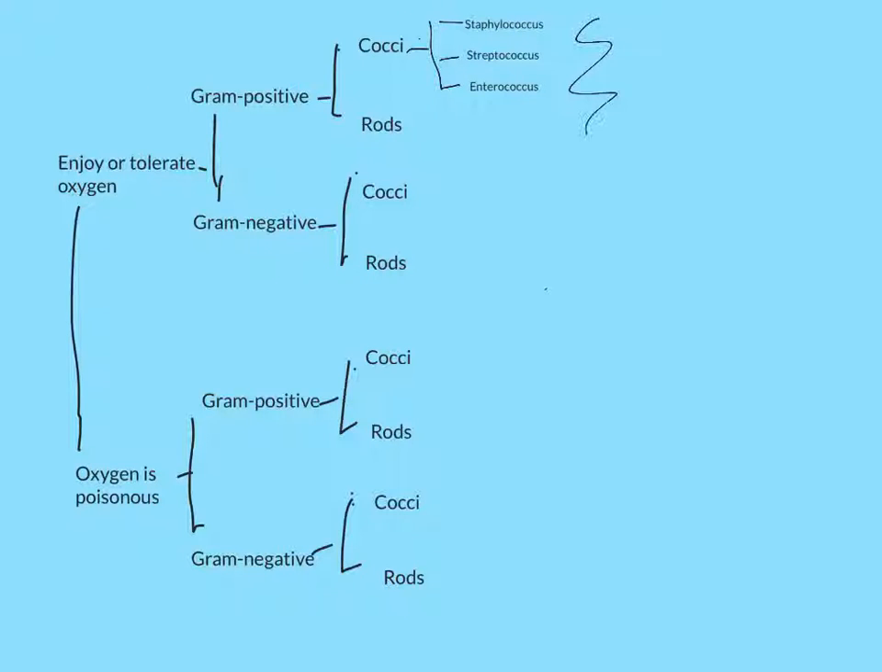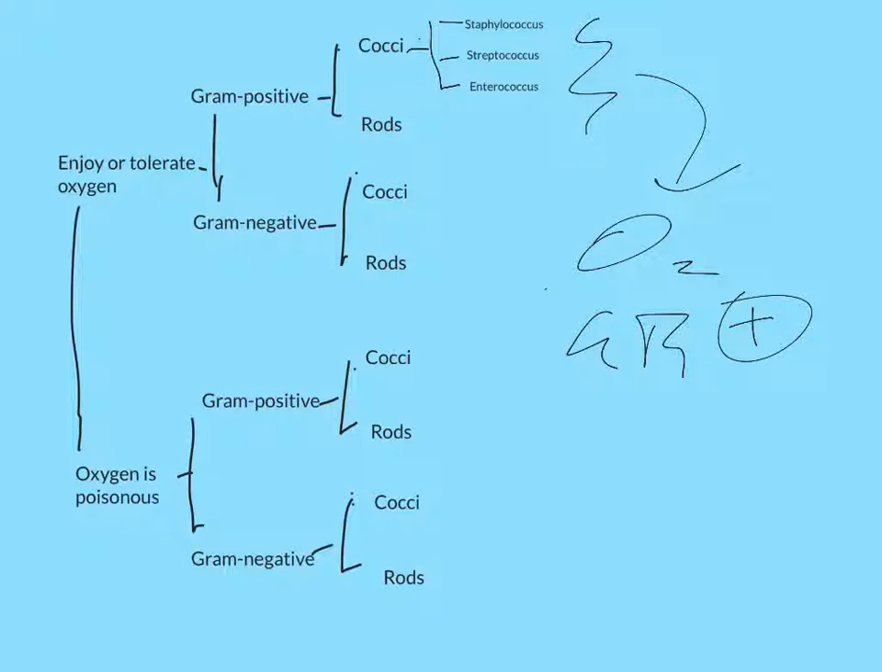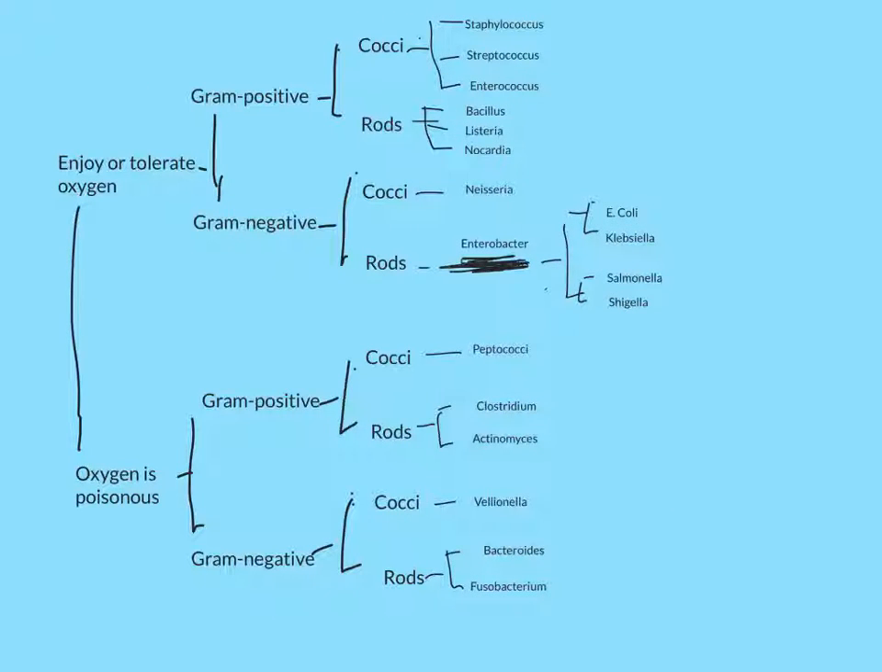So this group over here obviously is going to like oxygen or tolerate oxygen. It's going to be gram positive, and they're going to look like little berries, so they're cocci. If you follow this taxonomy, you'll notice some patterns begin to emerge that'll make sense with your clinical experience. If a bug enjoys or tolerates oxygen, is gram positive, and is a cocci that looks like a berry, it's going to be either staph or strep or enterococcus.